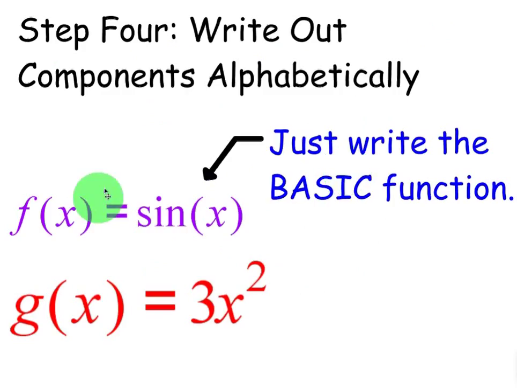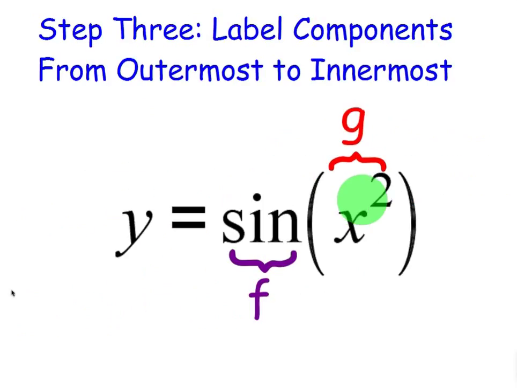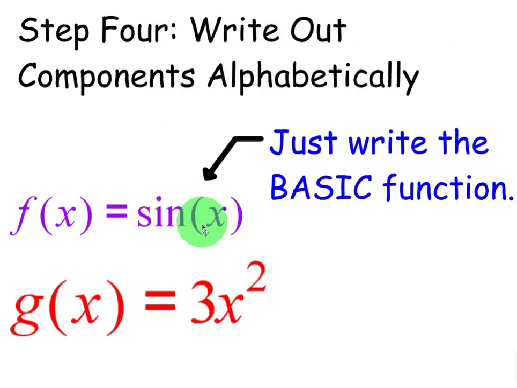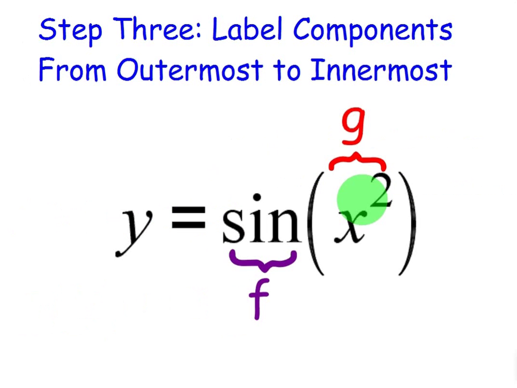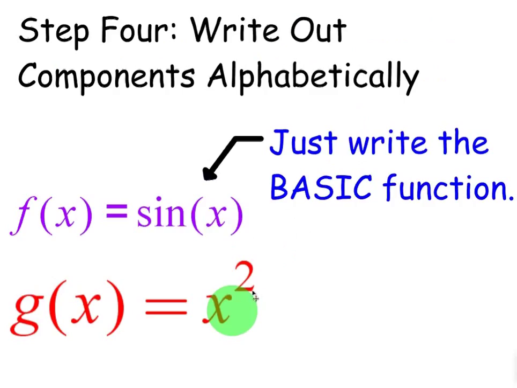Now when you label your f and g though, you want to write out what the basic function is, and this is certainly true for the outside function. We realize there's an x squared inside of sine, but just the basic function itself is sine of x. So whenever you have a bunch of variables, you just replace it with x itself. And of course the inside is whatever's inside, which should just be x squared. Okay, so our inside function is x squared.